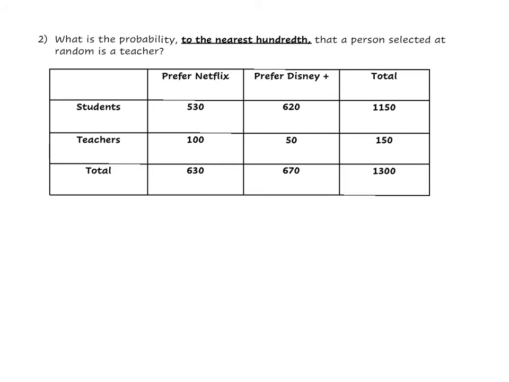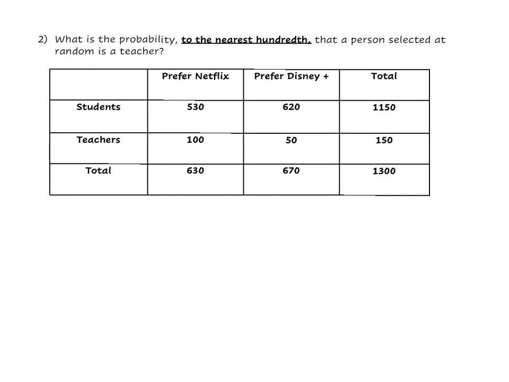Okay, let's try another example. Notice I've just filled in the two-way table for you so we have it to reference. What is the probability to the nearest hundredth, so now I want my probability as a decimal, that a person selected at random is a teacher?